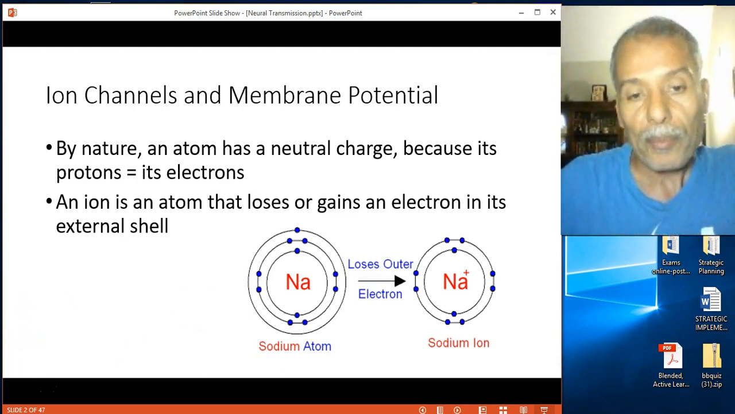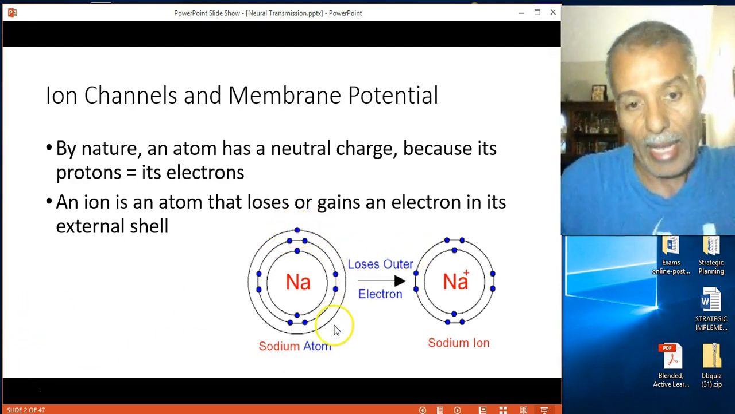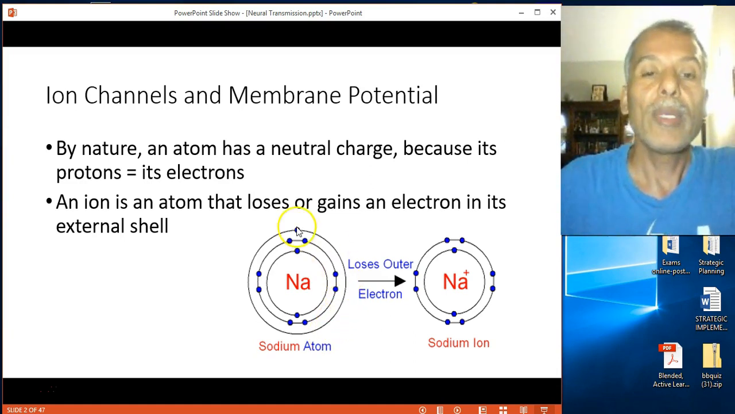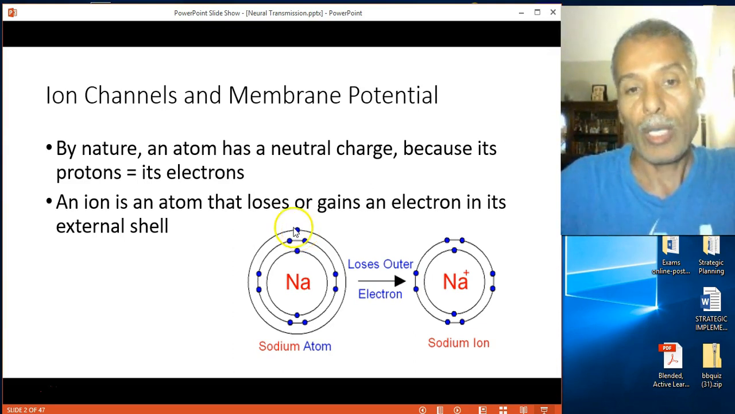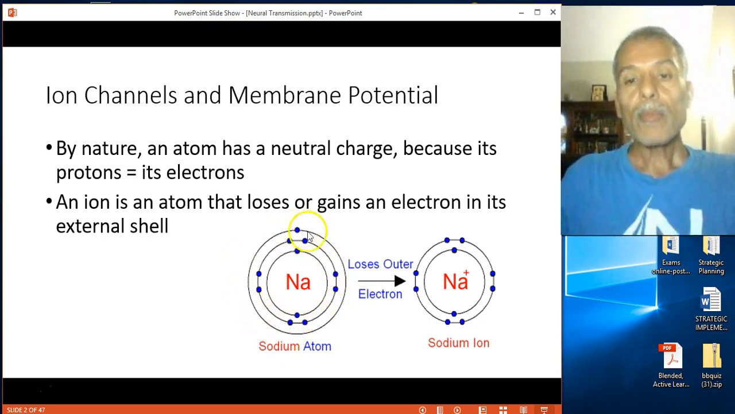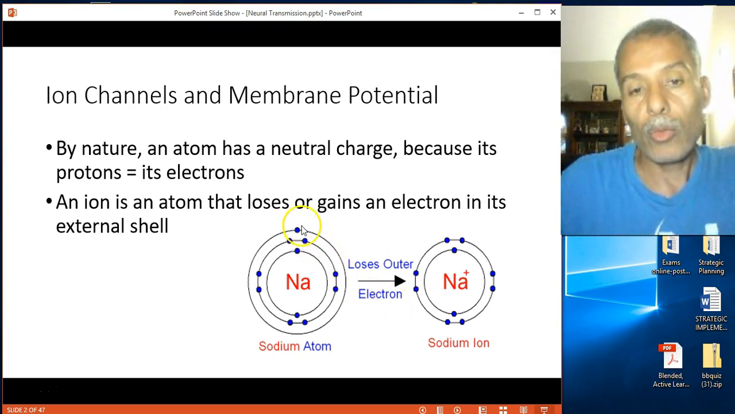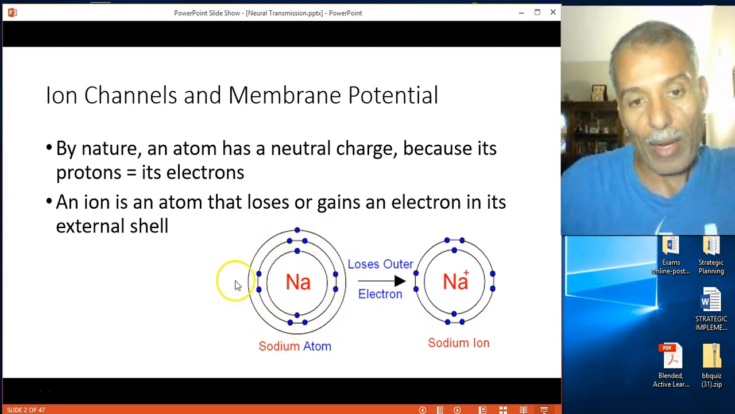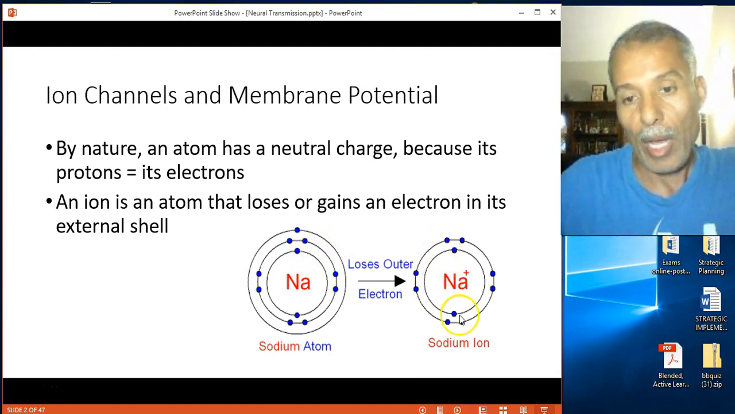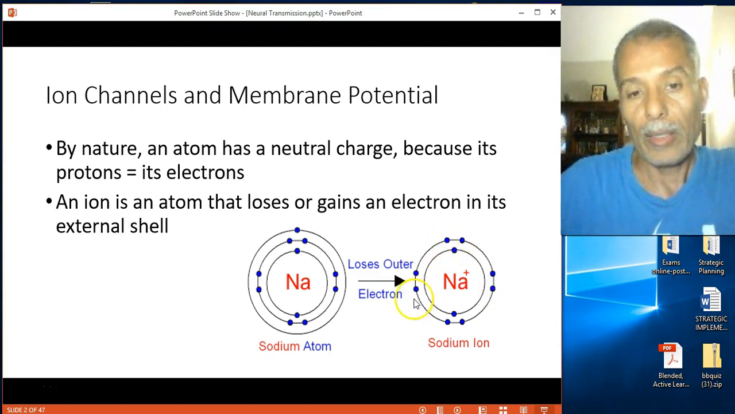So, for example, look here. Here's the outside shell of Na, which is sodium. How many electrons does it have in the outside shell? It has one. So it is going to lose that electron, and then now the whole orbit has nothing there. So you just have two orbits here, and the inner one has two electrons. The outer one has 2, 4, 6, 8, which are here as well.